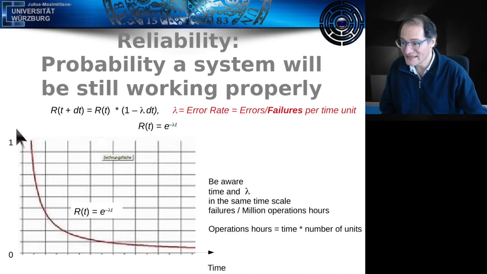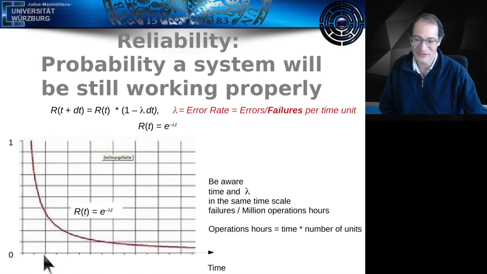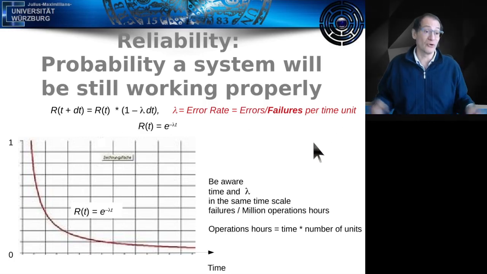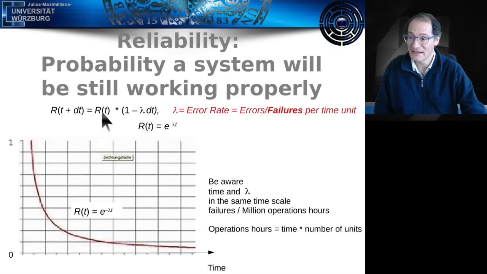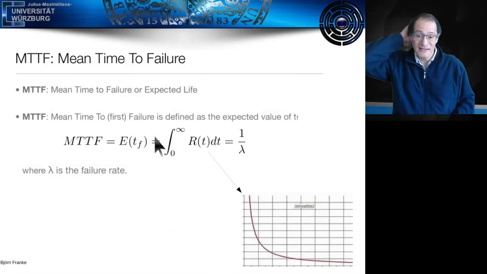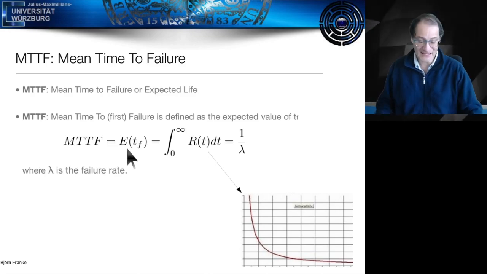Of course, the shape of this function depends on this. It shall not be as quick as this, or this shall be maybe 1 year or something like this. But be aware, the time you use here and the time for your error rate of failures per unit of time shall be the same unit, for example hours or millions of hours, days, or years. Both this and this have to have the same unit. Okay, and now let's see the mean time to failure. The mean time to failure is expressed as the probability. This was one measurement.